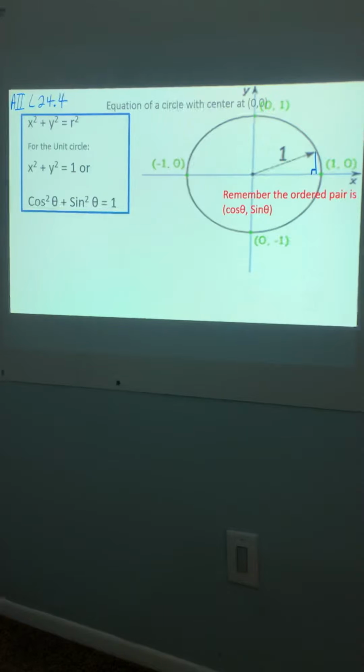So we have a formula up here for the equation of a circle, all right? It's centered at 0, 0. It's x squared plus y squared equals r squared, and this is radius squared, okay? But here's the funny thing. It comes from the Pythagorean theorem, which you've learned since middle school, right?